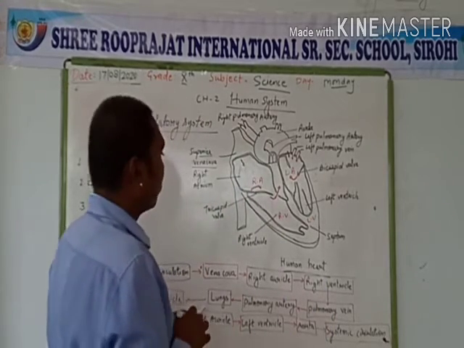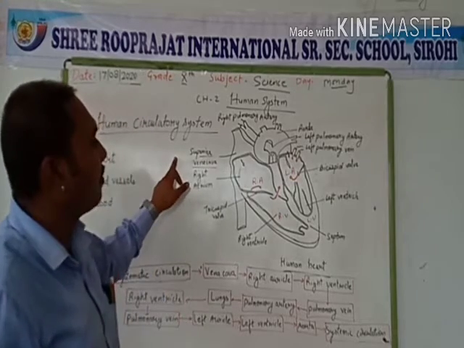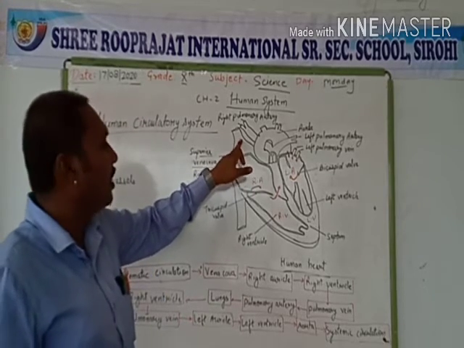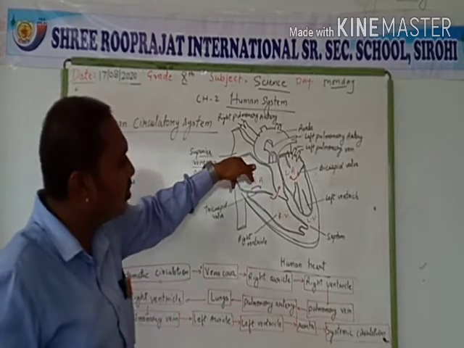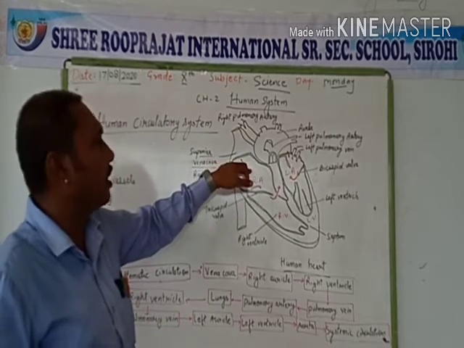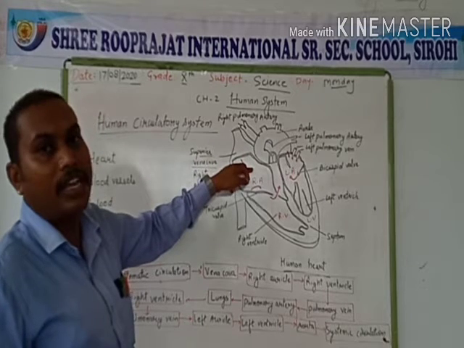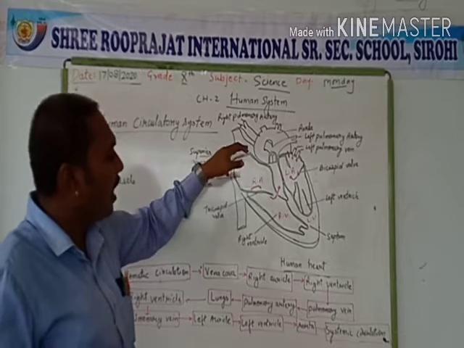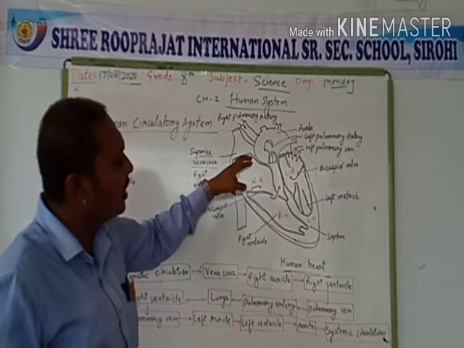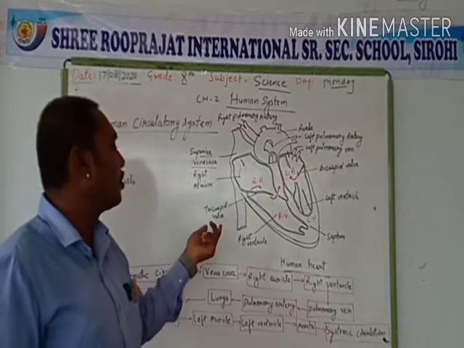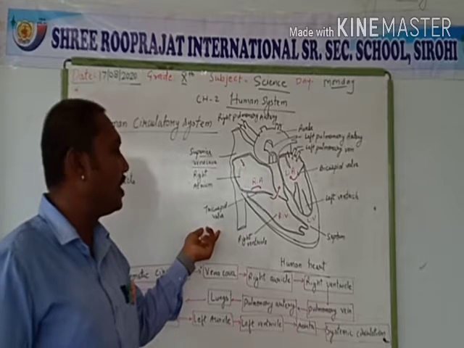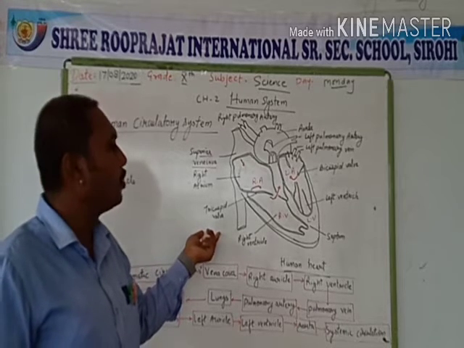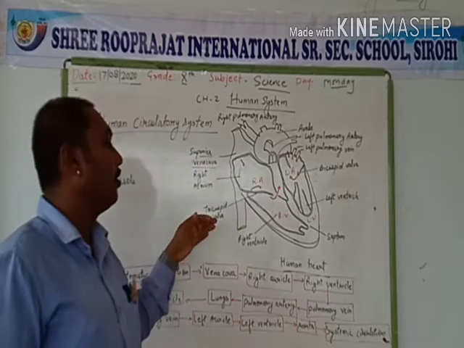So here the superior vena cava, the largest vein, carries impure blood from all parts of the body and it gets stored in the right auricle. In the right auricle there is impure blood, and in between the right auricle and the right ventricle there is a valve known as the tricuspid valve, which prevents the backflow of blood into the auricle again.